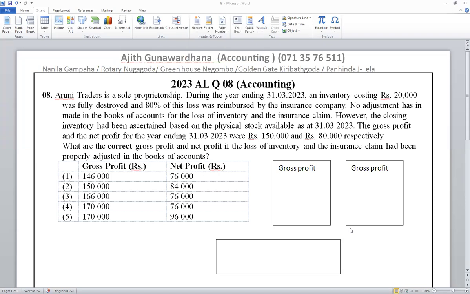This is a 2023 A-level paper, question number 8 MCQ. Gross profit as well as net profit is given. Gross profit 150,000, net profit 80,000, and damaged stock is also given, 20,000. So this is the damaged stock, and the gross profit as well as net profit.